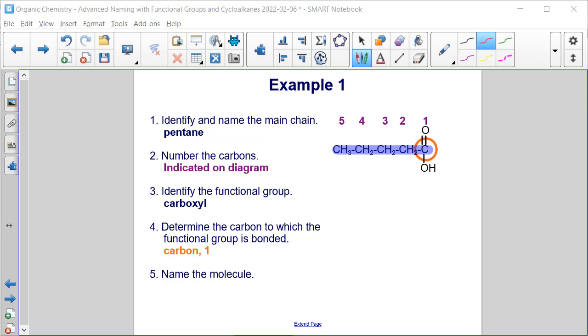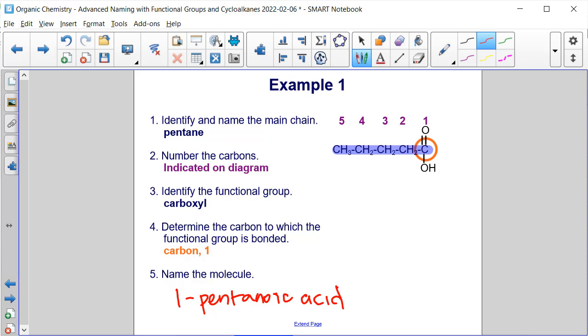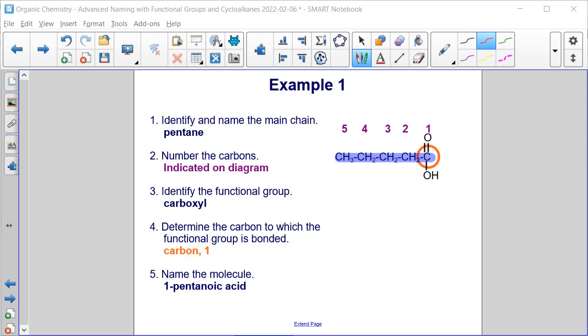Finally, we name the molecule, so we can say 1 pentane. So instead of pentane, it's OIC, pentanoic acid. Okay, pentanoic acid. And here is a summary of the steps we took of identifying and numbering the main chain, the functional group, in order to name the molecule 1-pentanoic acid.